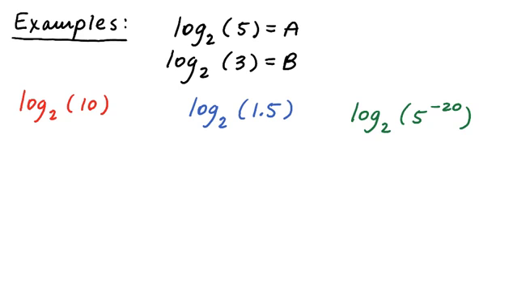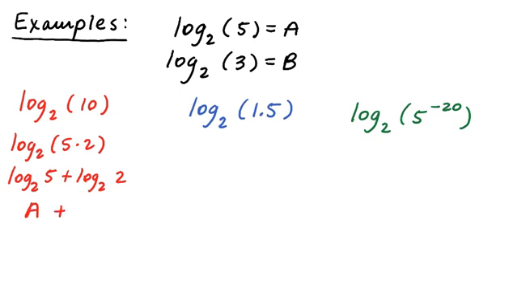So I'm going to use the 2 and the 5. This is log base 2 of 5 times 2. And then I can say that this is log base 2 of 5 plus log base 2 of 2. Log base 2 of 5 is a, plus, what exponent do I put on 2 to get 2? That's 1. So something like that. That's something we might need to do.